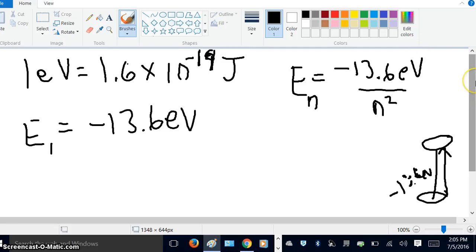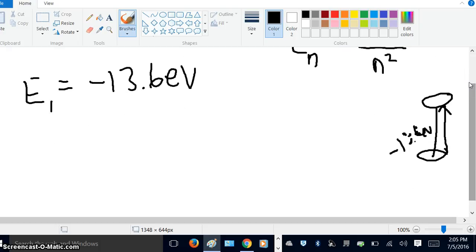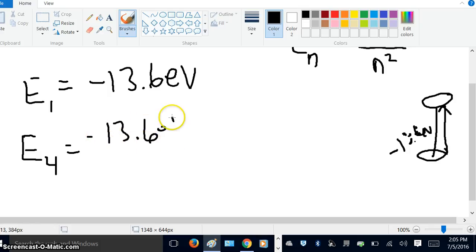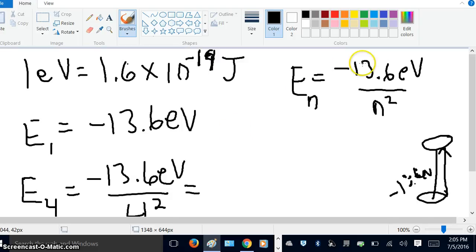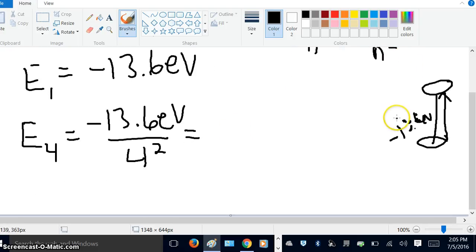Alright, so let's say we had an electron in a higher state. Let's go with something simple like n equals 4, just to give you a sense of how this works. So it's going to be negative 13.6 electron volts divided by 4 squared. Remember, that's how Bohr teaches us to figure out the energy of an electron. So it's always negative 13.6 electron volts divided by n squared.